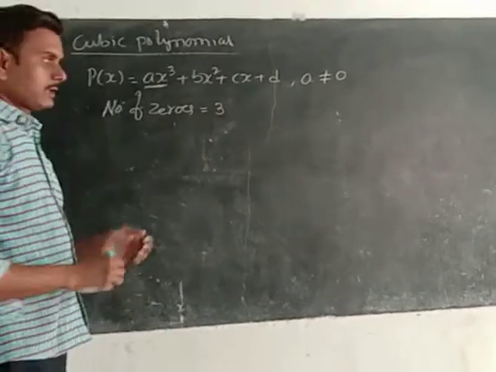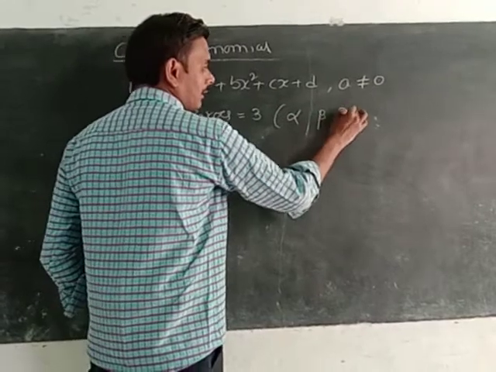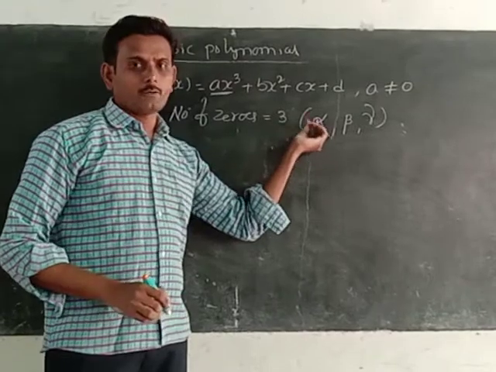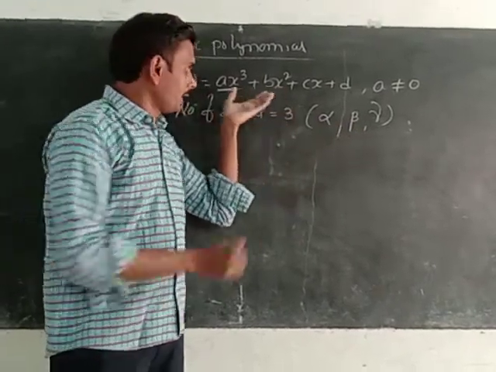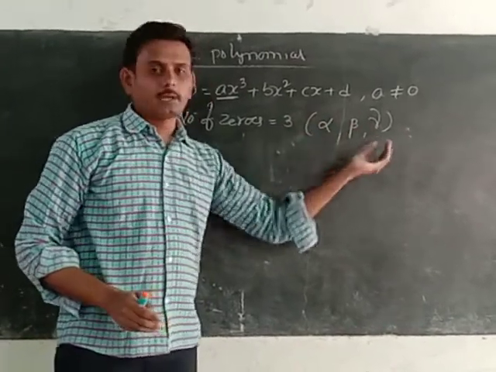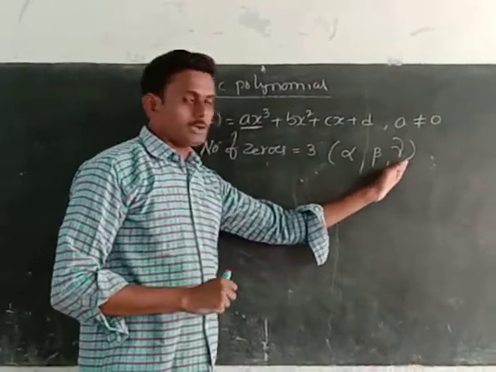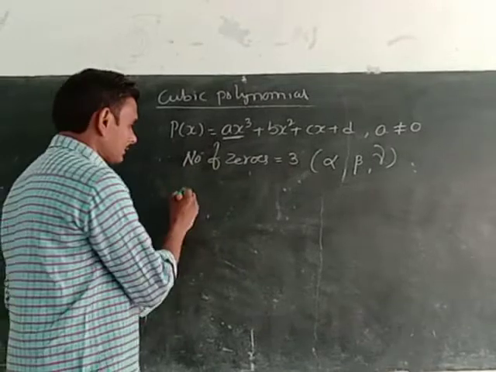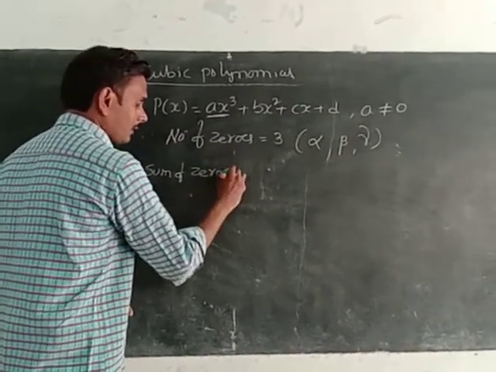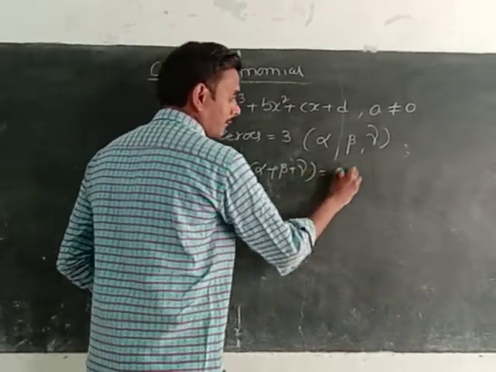Generally we can take 3 zeros: alpha, beta, gamma. Whenever we take a quadratic polynomial, we take 2 zeros, one is alpha, one is beta. Whenever we take a cubic polynomial, the zeros will be alpha, beta, gamma. These 3 are Greek symbols. Now by using these we can state some relations. What is the sum of zeros? Alpha plus beta plus gamma. Sum of the 3 zeros equal to minus b by a.